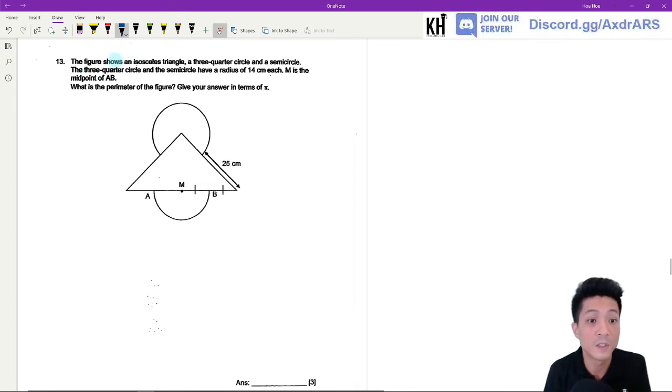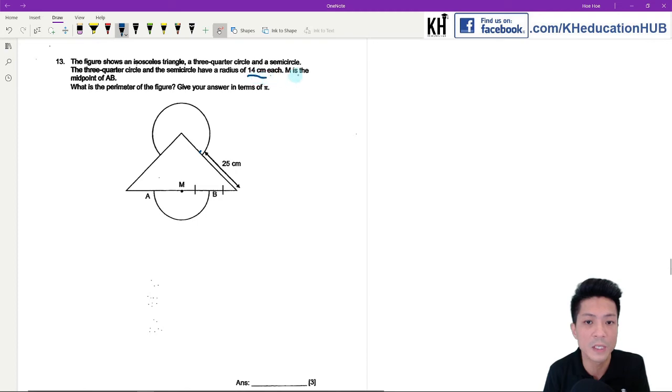Question 13. The figure below shows an isosceles triangle, a 3/4 circle, this one, okay, and a semicircle over here. The 3/4 circle and the semicircle have a radius of 40 cm each, okay, which is not provided in the diagram. M is the midpoint of AB. What is the perimeter of this figure? Give your answer in terms of pi.